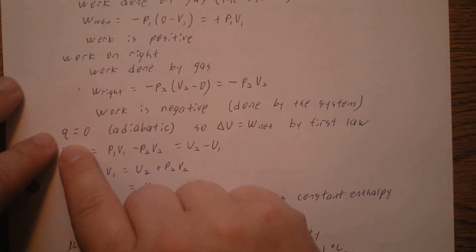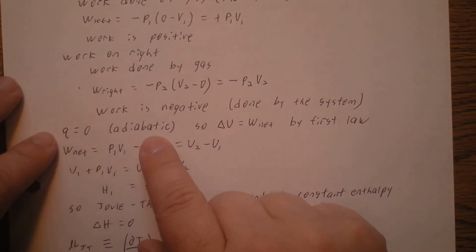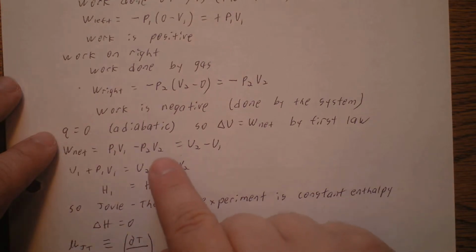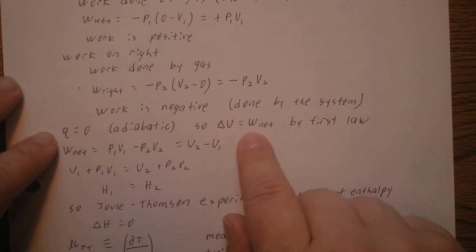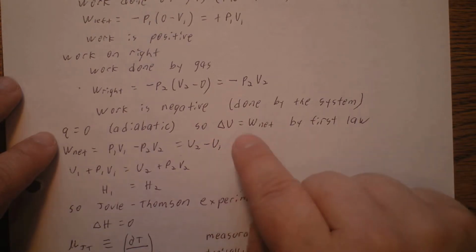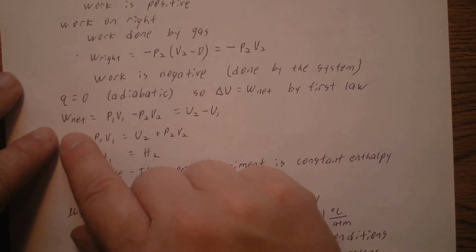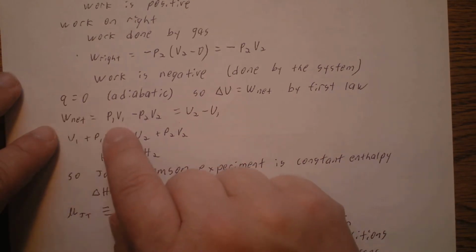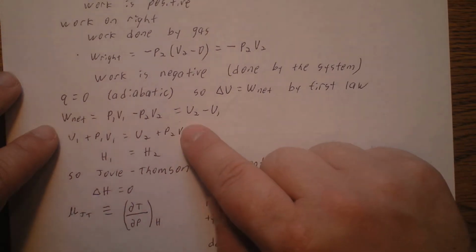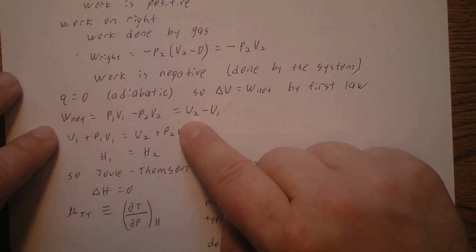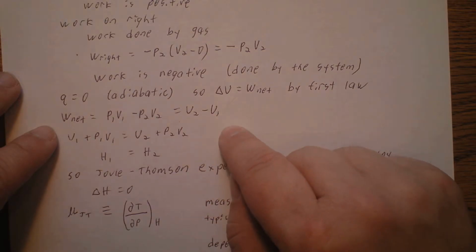Now Q should be 0 because we did this adiabatically. Remember I said the cylinder and the pistons were all adiabatic. So delta U, the change in internal energy, should be the net work by the first law of thermodynamics, conservation of energy. So the net work is going to be equal to pressure 1 times volume 1 minus pressure 2 times volume 2, which is going to be equal to the internal energy at state 2 minus the internal energy at state 1.